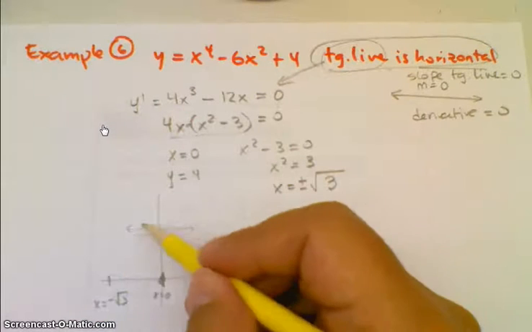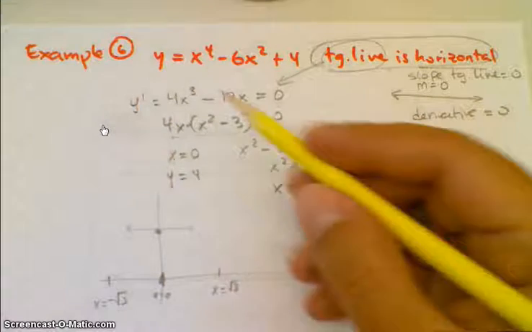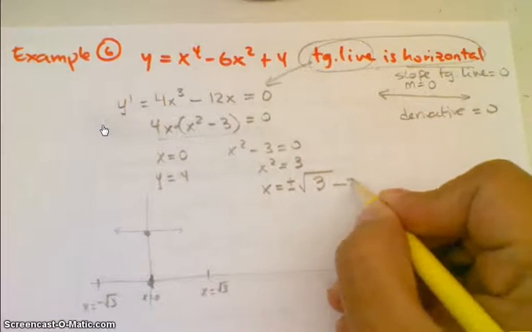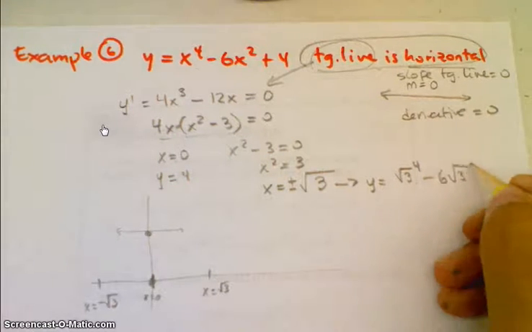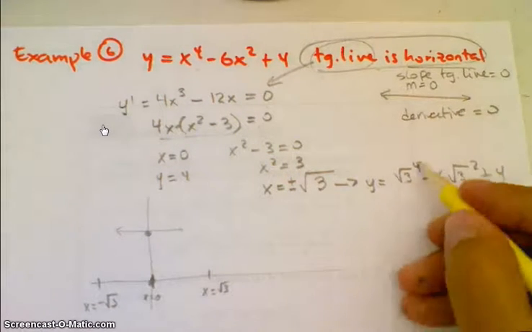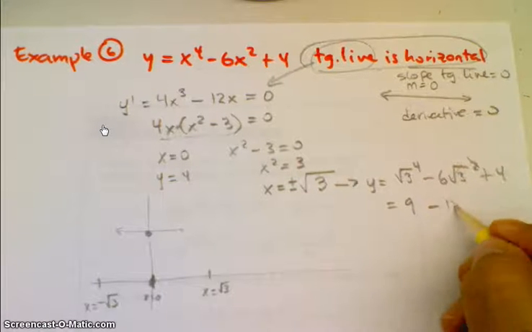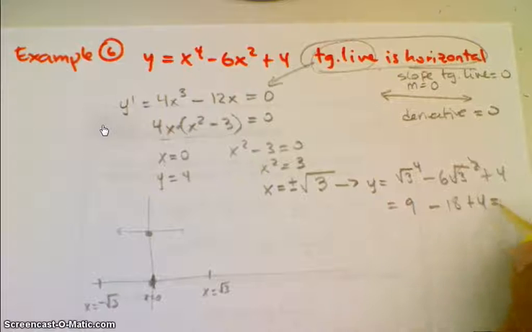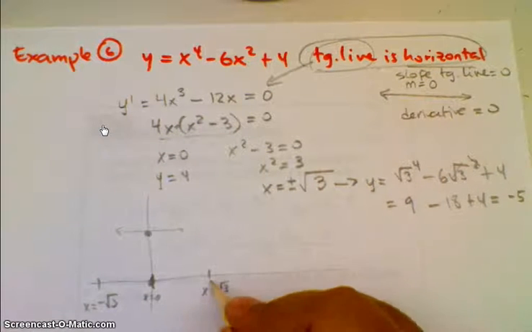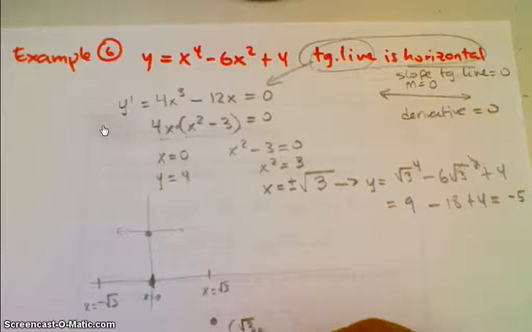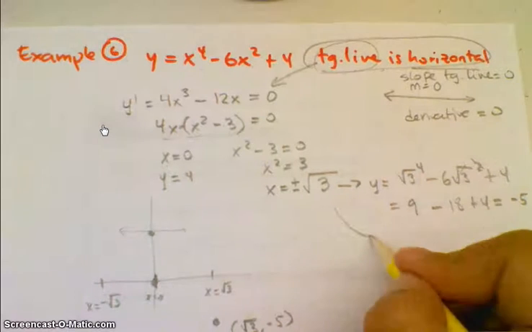So my curve could be like this or like that. Now, for x equals positive rad 3, I replace it there. So I have y equals rad 3 to the 4th minus 6 rad 3 squared plus 4. This is 9 minus 18 plus 4, and I have 13 minus 18, negative 5. So the point rad 3, negative 5 is another point, and then when I substitute, what's the other one?